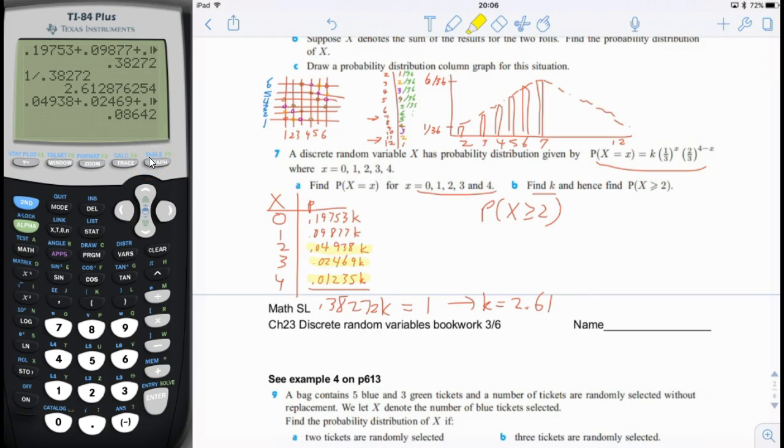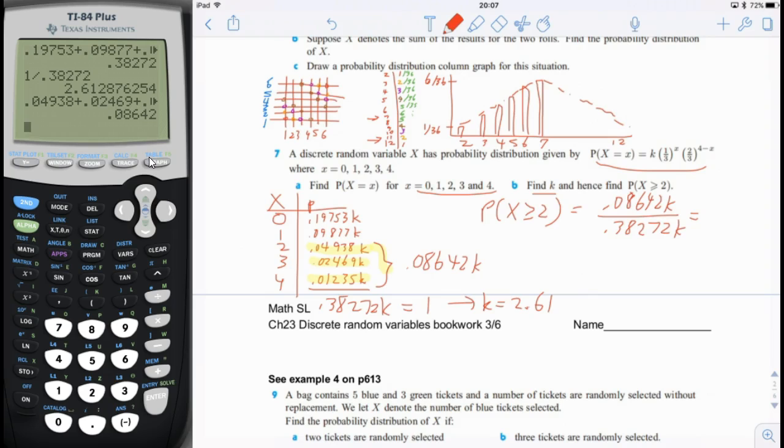And then I'm going to get a smaller number. If I add these three up, it's going to give me a total of 0.08642 k. And so what is the probability that x is greater than or equal to 2? It's going to be 0.08642 k, because that's the total of the probabilities of x being 2, 3, and 4. And I'm going to divide it by 0.38272 k.